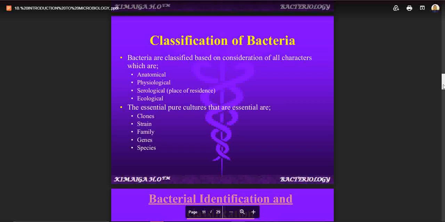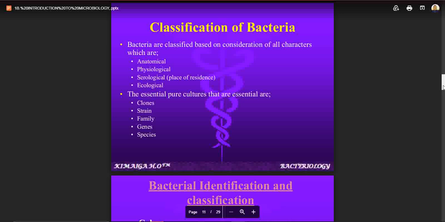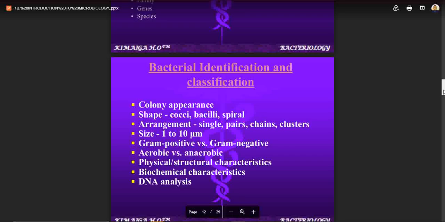So, classification of bacteria. The classification best considers the following characters: anatomical, physiological, serological, and ecological. So it's based on anatomical factors, physiological factors, serological factors, and ecological factors. Another important classification consideration is pure cultures. The essential pure culture categories are clones, strain, family, genus, species. Those help us in classification.